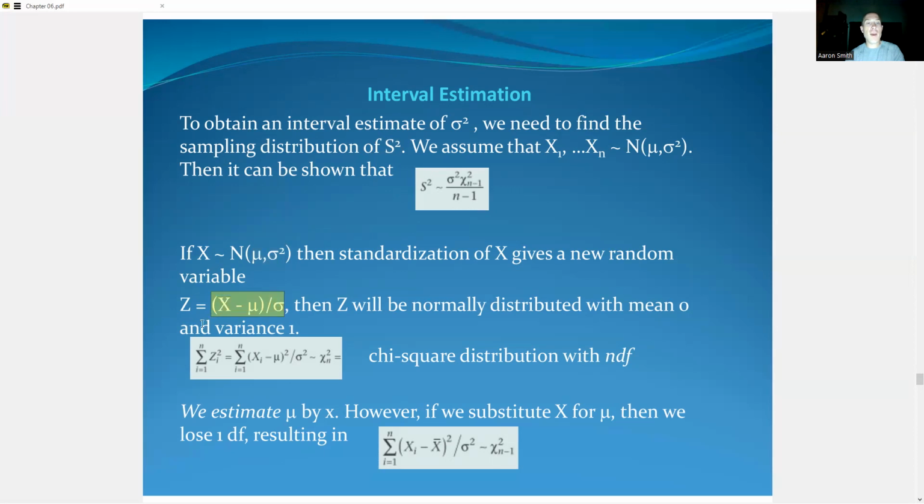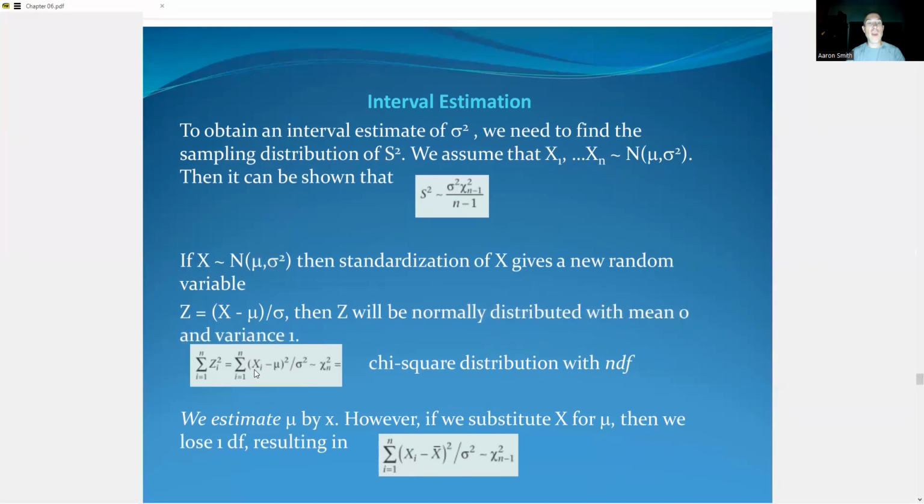So if I standardize my random variable, so I take x minus its population average divided by its standard deviation, then this z will have mean 0, standard deviation of 1, and we're going to have normally distributed with mean 0 and variance 1. And we'll work out that if I take the sum of squared deviations from the population average, added up, divided by sigma squared, that will in fact be a chi-squared distributed random variable. So we estimate mu by x bar. However, if we substitute x bar for mu, then we lose 1 degree of freedom.